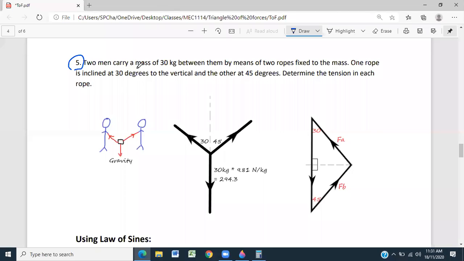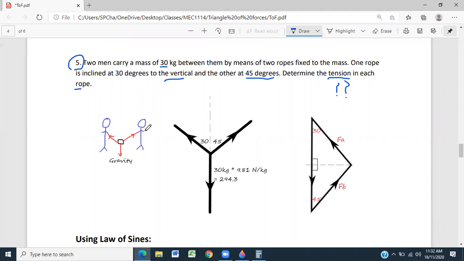Two men carry a mass of 30 kg between them by means of 2 ropes fixed to the mass. One rope is inclined at 30 degrees to the vertical and the other at 45 degrees, of course, to the same vertical. Determine the tension in each rope. Tension. What is this new word? Right? Tension. Okay, so let's just start describing the system.